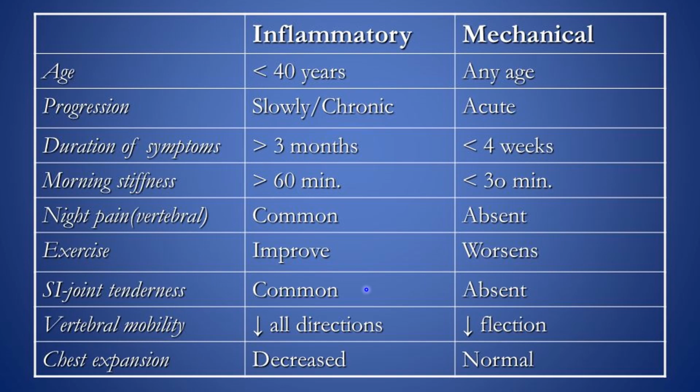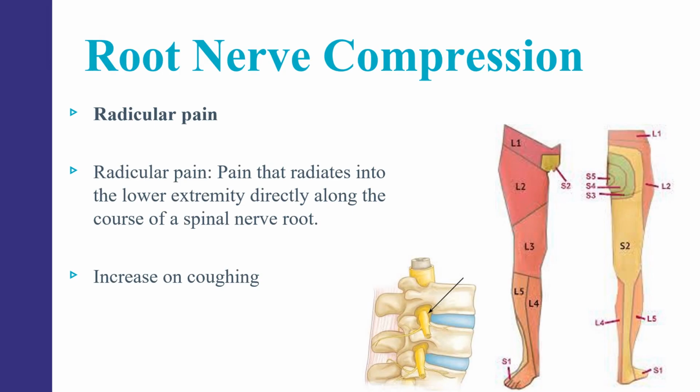And sacroiliac joint tenderness is common in inflammatory, and is absent in mechanical. And also the vertebral mobility, that is all the movements of the spine, will be decreased in inflammatory condition, and usually, as I told, there will be decreased flexion in the mechanical cause. Chest expansion will be decreased because all the spines get fused in ankylosing spondylitis, and it is normal in mechanical. So next is the root nerve compression. You suspect it when there is a radicular pain and the pain also increases on coughing.